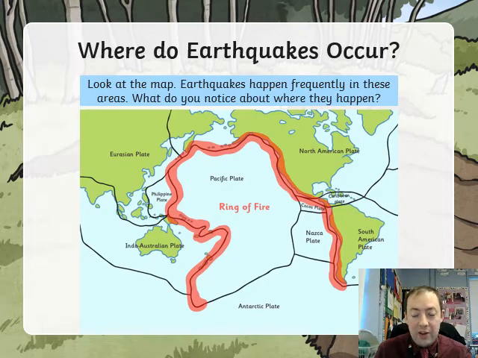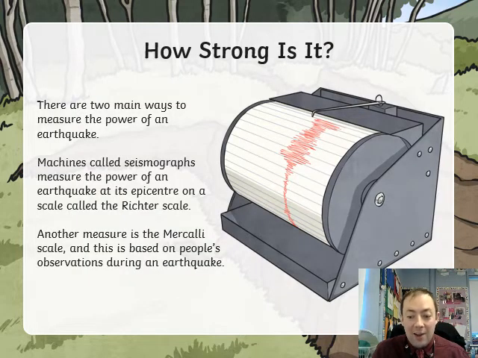So where do earthquakes occur? They occur on the fault lines between plates, which is why we don't get them in this country, because we are in the centre of a plate. We're not near a fault line. This is a very famous fault line. It's called the Ring of Fire, and you can see that it's around these plates, and this area is known for being really active with earthquakes and volcanoes. Now, where the fault lines collide, you would have the potential for an earthquake when the plates move towards each other. There are two main ways to measure the power of an earthquake.